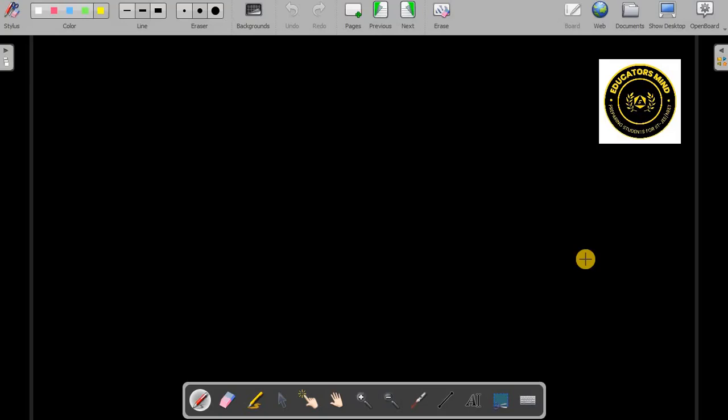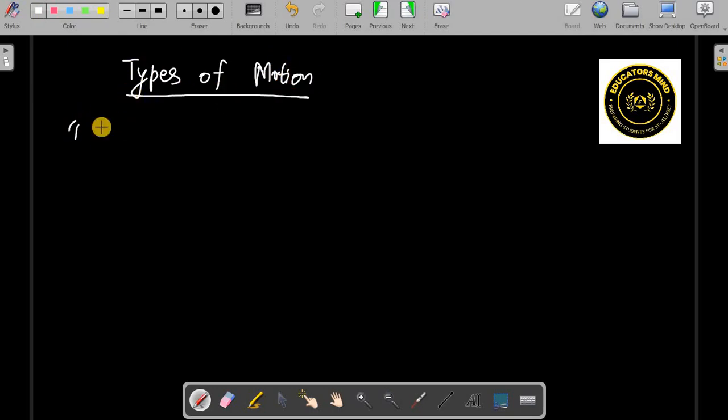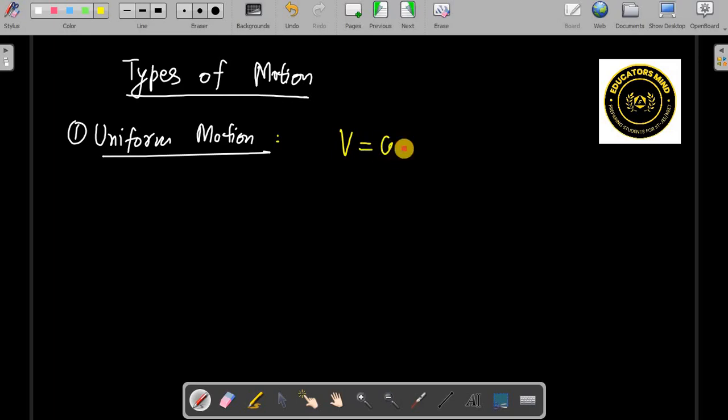Hello students, in this video we are going to see the different types of motion and how to represent them on graphs. Okay, so types of motion. First, there is uniform motion. What is uniform motion? Uniform motion simply means that velocity is constant.